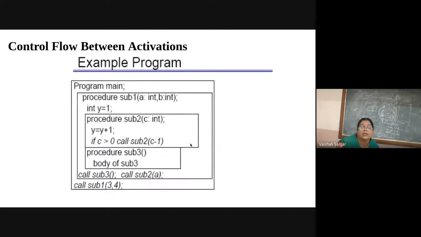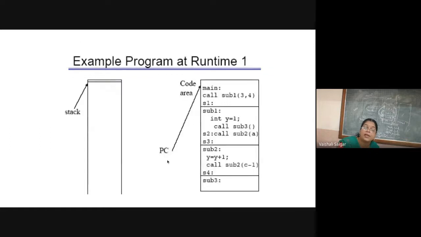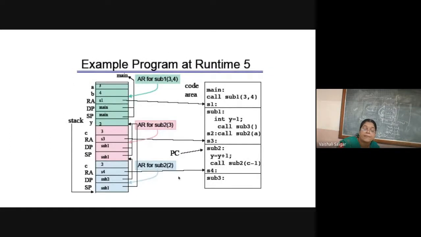See over here, sub1 will be called, so sub1 will start execution. It will give a call to sub3. Once sub3 is over, there is a call to sub2 with a parameter a. For sub2, the y value will be incremented by 1, so it becomes 2. Then it will store the return address, dynamic pointer link and static pointer link over here.